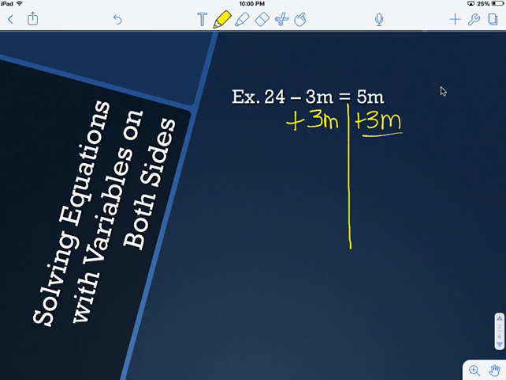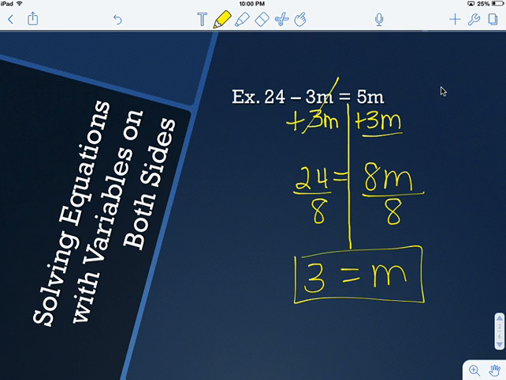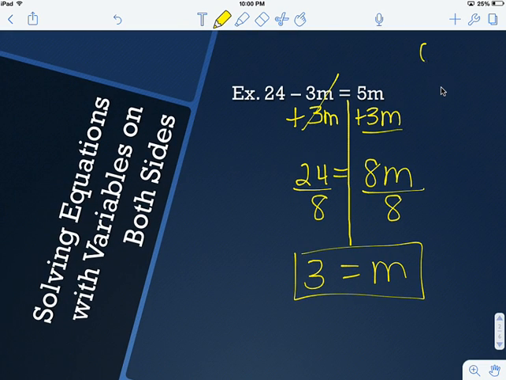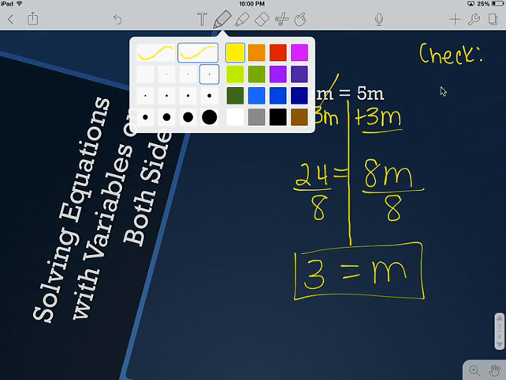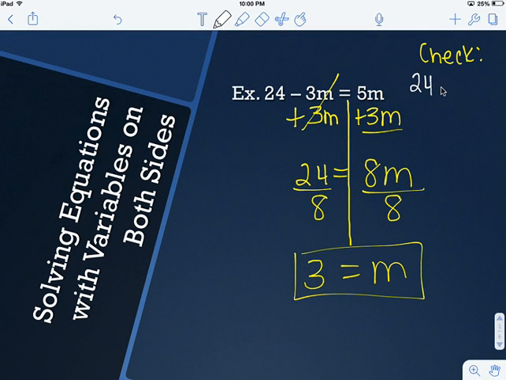When I do this, I have 24 equals 8m. This negative 3m and 3m have canceled. Now I'm just back to my one-step equation. I have 8 times m, so the opposite is to divide by 8 on both sides. So m is equal to 3. These are very easy to check, again, because you just have to plug it in. If I plug this in, I have 24 minus 3 times 3 should equal 5 times 3. Well, is 24 minus 9 equal to 15? Yes, it is, so it works.